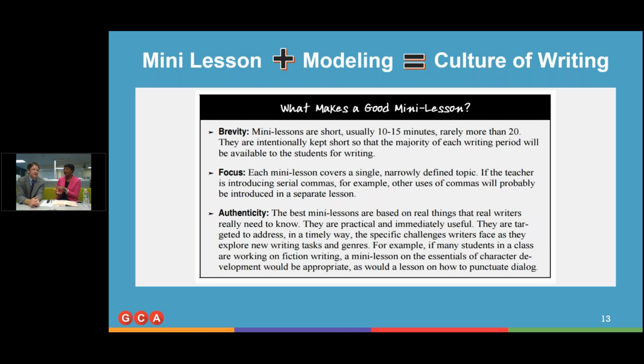So being very clear with your students as well, and this and that component is very important. Do you want to add that before we? Just that piece on specificity that you mentioned. The more concrete, the better. And so just wanted to highlight that on slide 13. That's that focus piece. Brevity, focus, authenticity, absolutely.